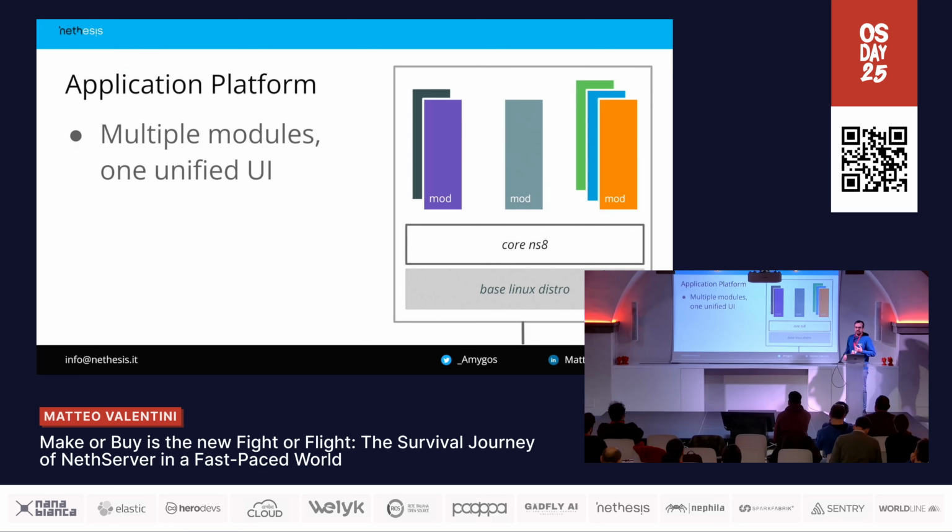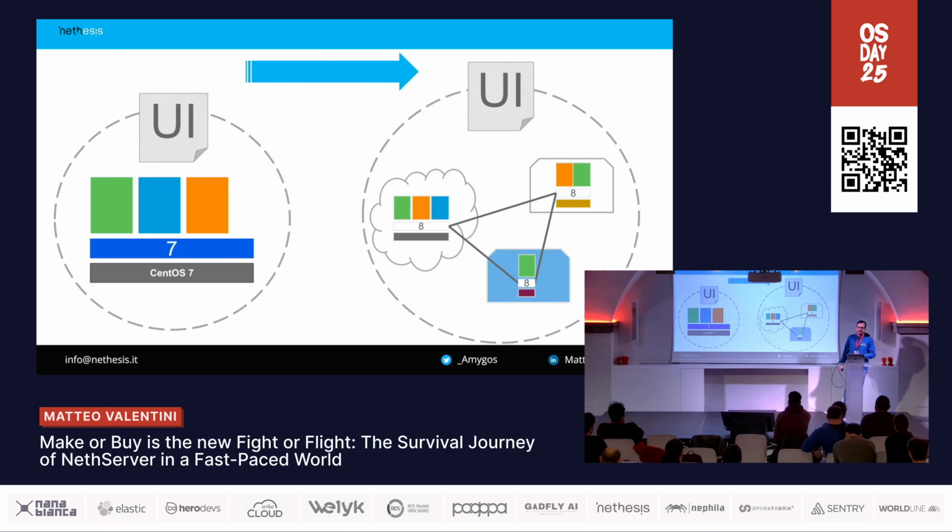As I told you before, every module has its own UI, so we have multiple modules, but one unified UI. At the end, we switched from a vertically integrated solution to a multi-node modular solution, and we don't rely anymore on a specific distribution, but we have made an application platform that can run on multiple distributions. For example, right now we support Rocky Linux and Debian. But all the clusters can be managed and configured by one simple UI.